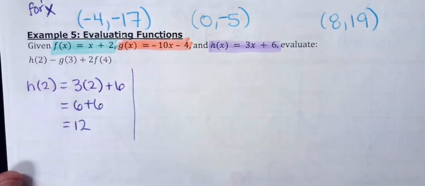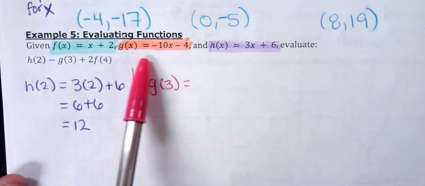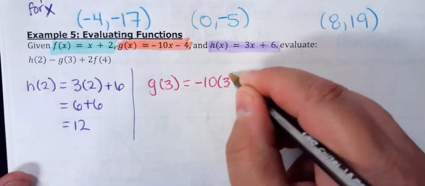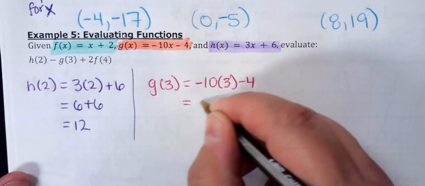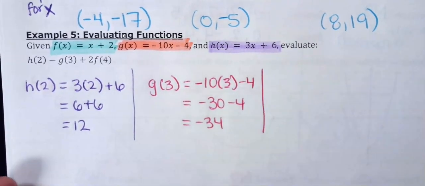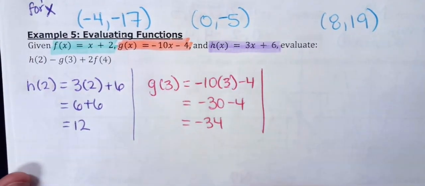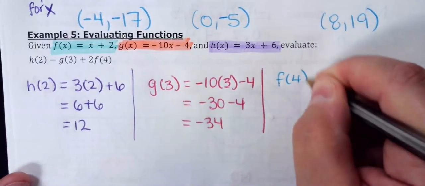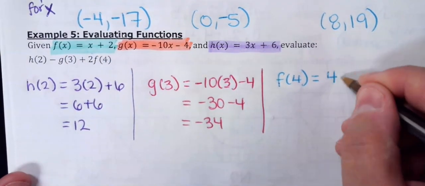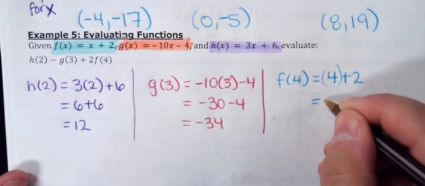All right, and then it says g of 3. Now, the g function is -10x minus 4, so I'm just going to do -10, and in place of the x, you just put a 3. So this would be -30 minus 4, so -34. And the last part of that says 2 times f of 4. Just for a second, I'm just going to find f of 4. The f of x function for this example is just x plus 2, so it would be 4 plus 2. So this would be 6.